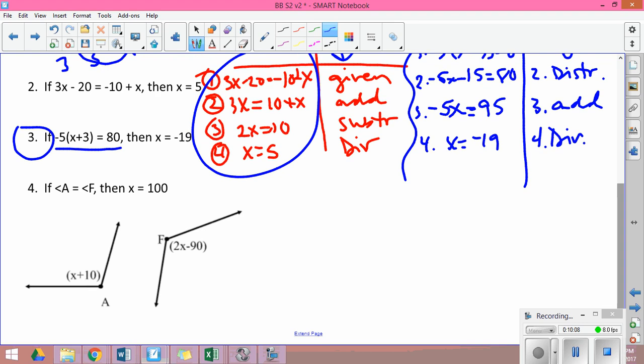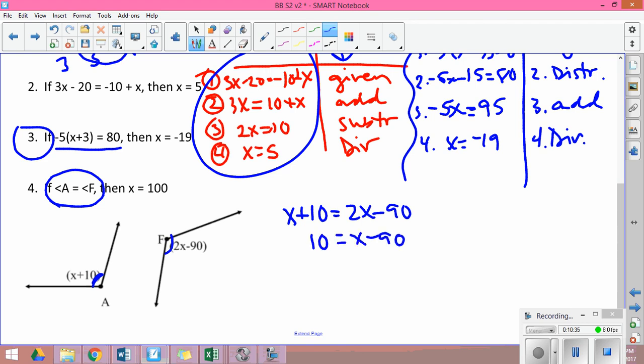Now here, my given is that angle A and angle F are equal. So what I can write is that x plus 10 is equal to 2x minus 90. That's what my given lets me write. Now I can just solve it. So I could subtract 2x. I have to do with a negative. So I'm just going to subtract x from both sides. 10 is equal to x minus 90. That's subtraction. Add 90 to both sides. 100 equals x.